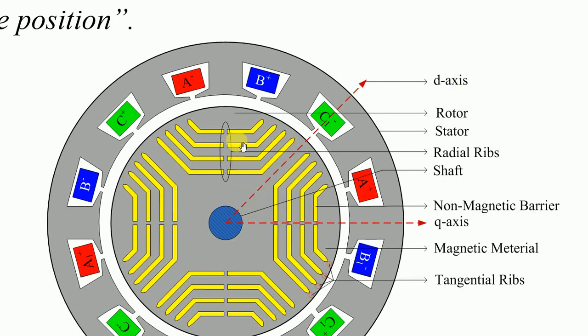This is called a radial rib, and this area I have shown here is called the tangential ribs. These are my windings, like conventional induction motor windings. This represents the shaft. This is the rotor. This portion is the air gap. I think I have explained the structure.